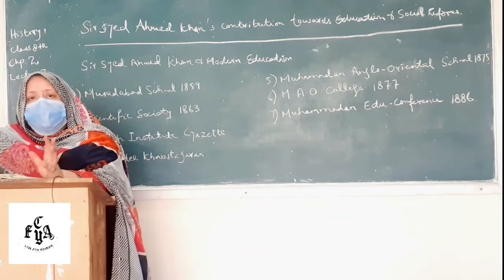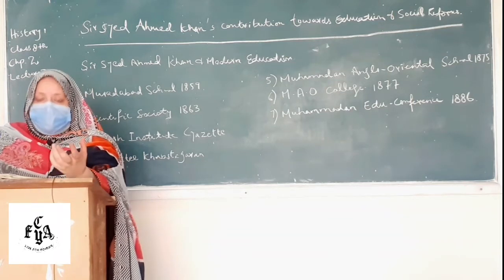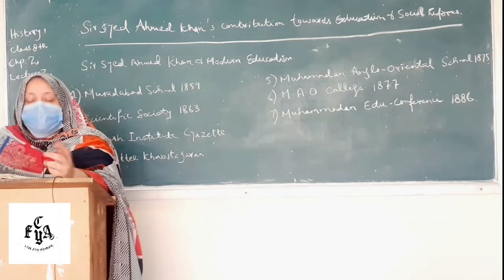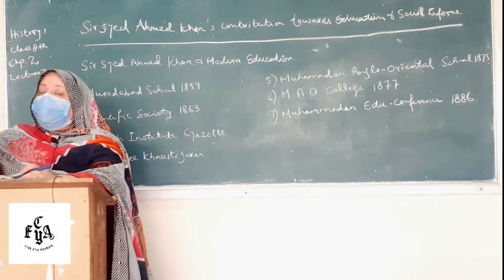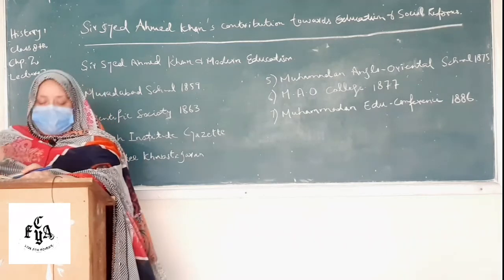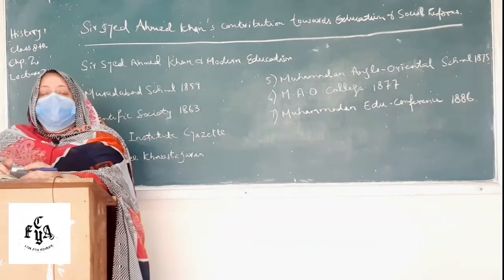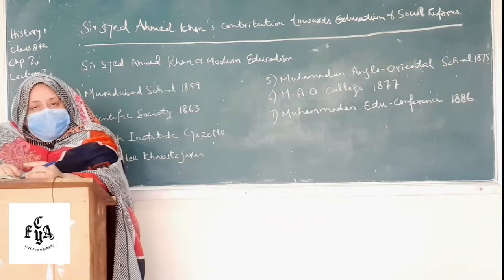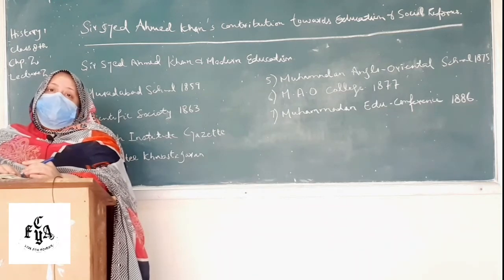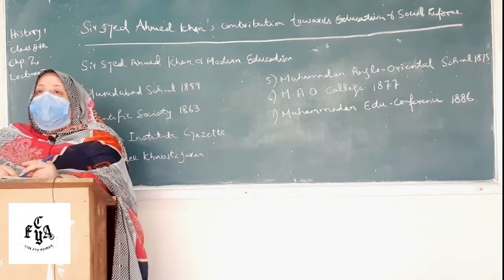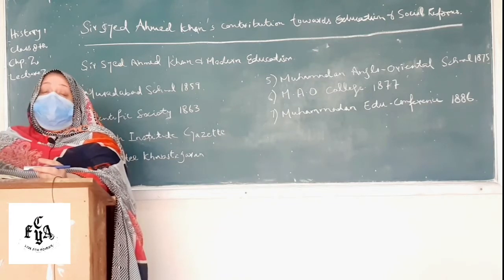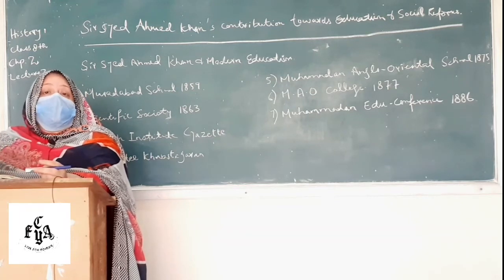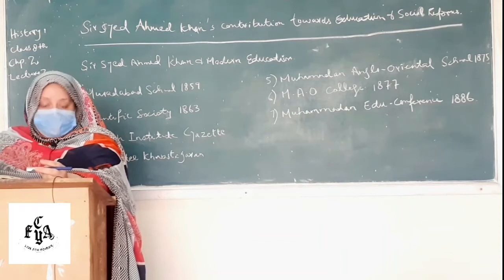Actually, the basic aim of this Mohammedan Anglo-Oriental School was that the Muslims could receive Eastern as well as Western knowledge. And then it became a college in 1877. Lord Lytton inaugurated it. The most important thing is that different teachers from Western universities came here and were appointed as teachers by Sir Syed Ahmed Khan himself.